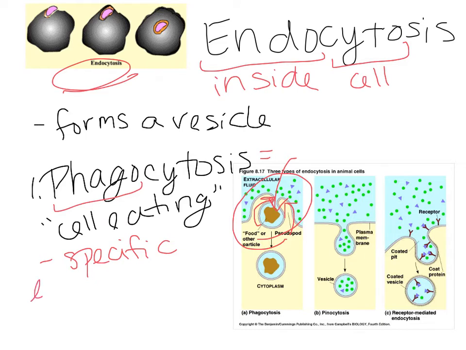Things that would do this would be, for example, an amoeba. I'll show you a picture of one in just a minute. An amoeba is a unicellular organism, so it's a one-celled organism, and this is how it eats. It'll reach out and engulf particles and bring them back in.